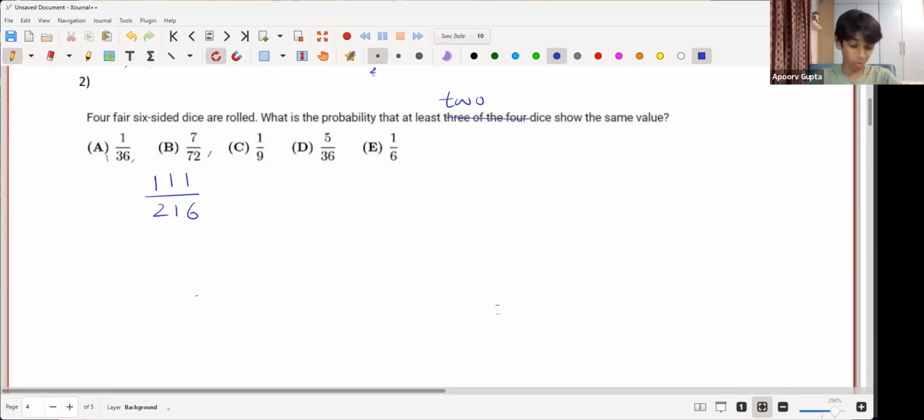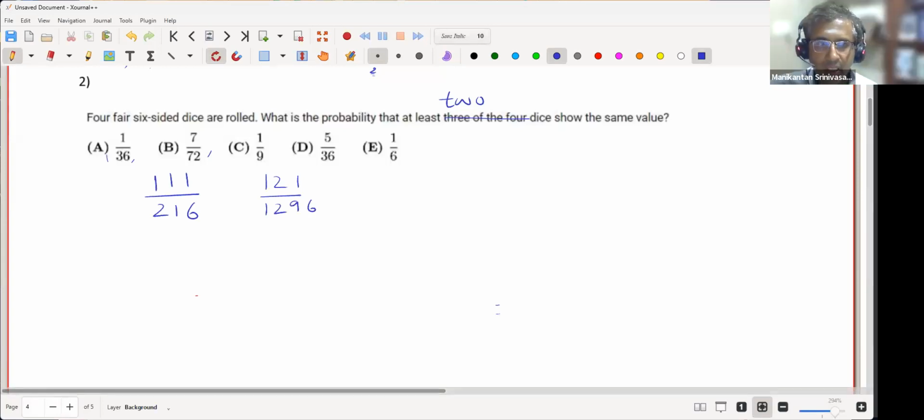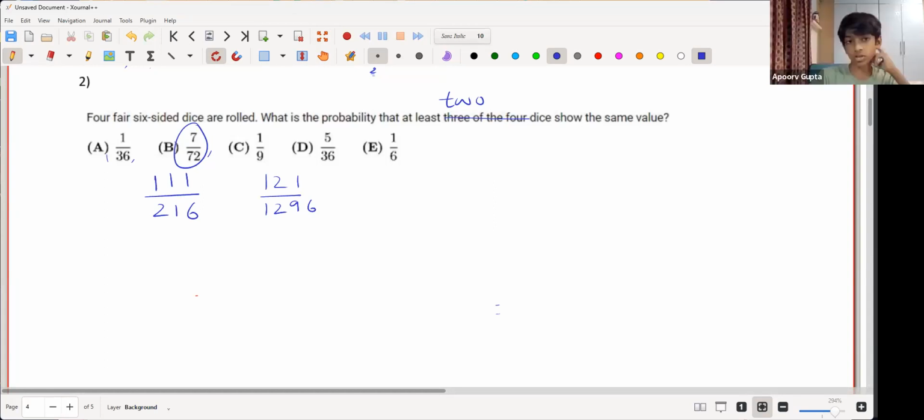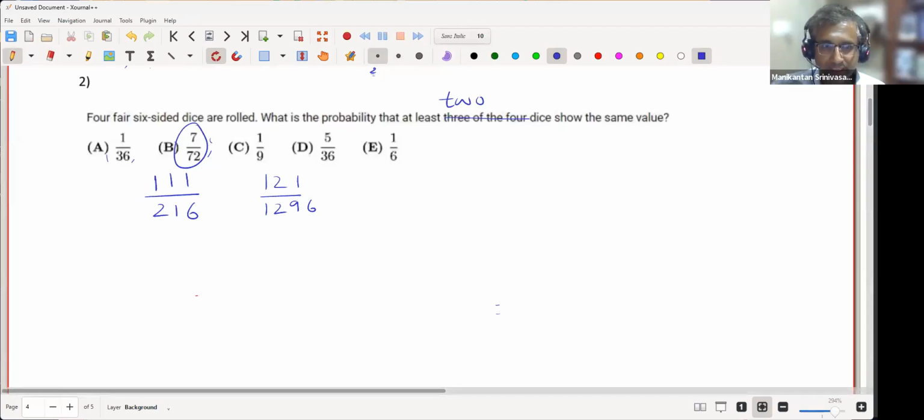So I'm not sure because it's quite a weird number, but 121 by 1296. I don't think it's right, but that's what I got. 121 by 1296. Okay. Only one small thing I'll say: this answer is 7 by 72. The expected answer, therefore, should be higher than that, right? Because at least 2 means you're making it more flexible instead of at least 3. Therefore, it should be a higher probability. So it's around the same value, which means... correct. So this is 0.1 and this is around 1/10 as well, right?